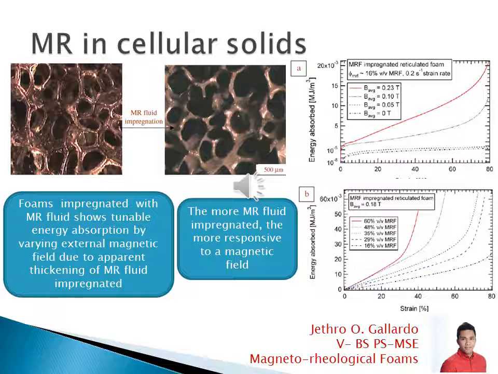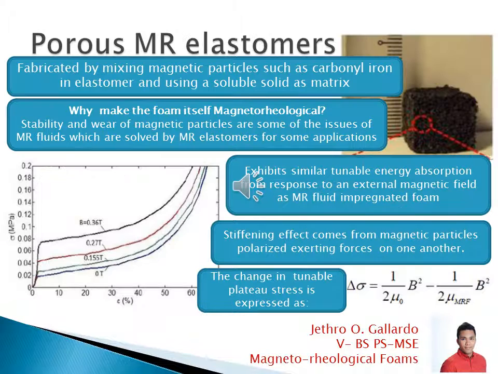But stability and wear of the magnetic particles are some of the issues involved in the application of MR fluids. The particles settle after some time, even with the aid of surfactants, and constant movement of the particles may cause damage. MR elastomers, on the other hand, do not have these issues, since particles will be stationary in the elastomeric matrix.